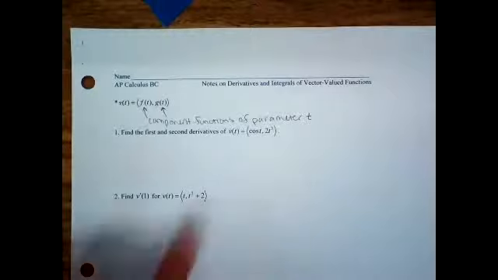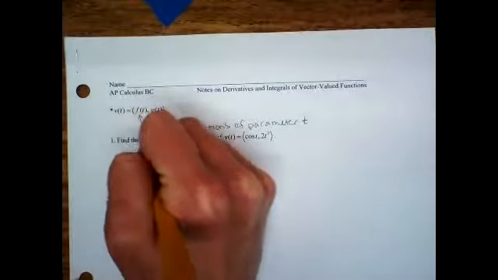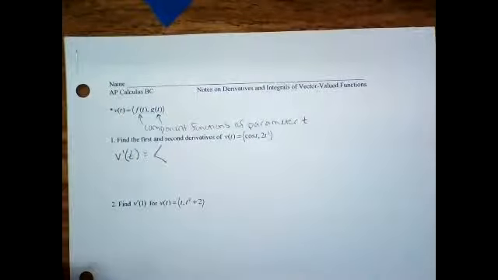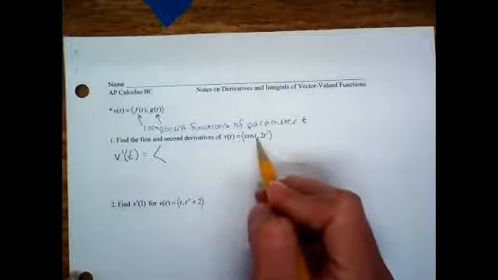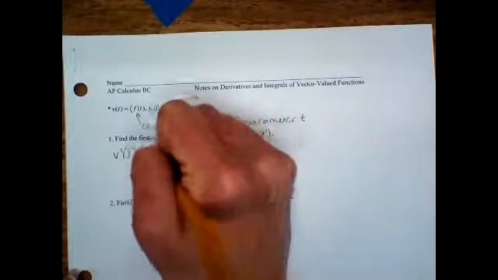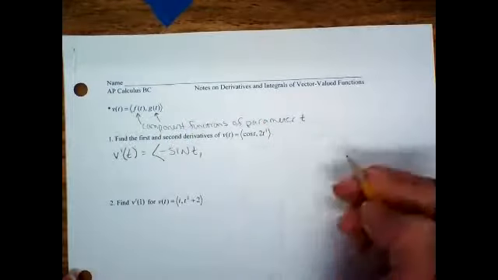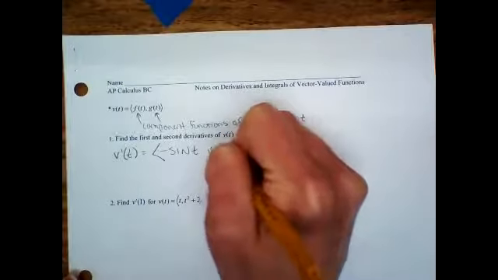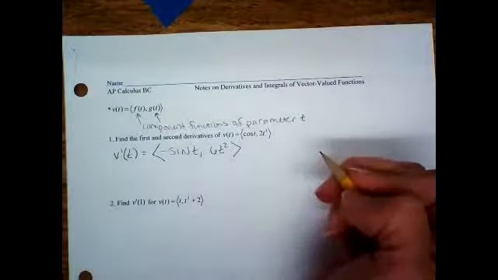So here we're given this vector. Find the first and second derivatives. First derivative, we're just going to do the derivative of that. So derivative of cosine would be what? Yeah, negative sine of t. And then derivative of 2t cubed is 6t squared. I think it said second derivative as well.